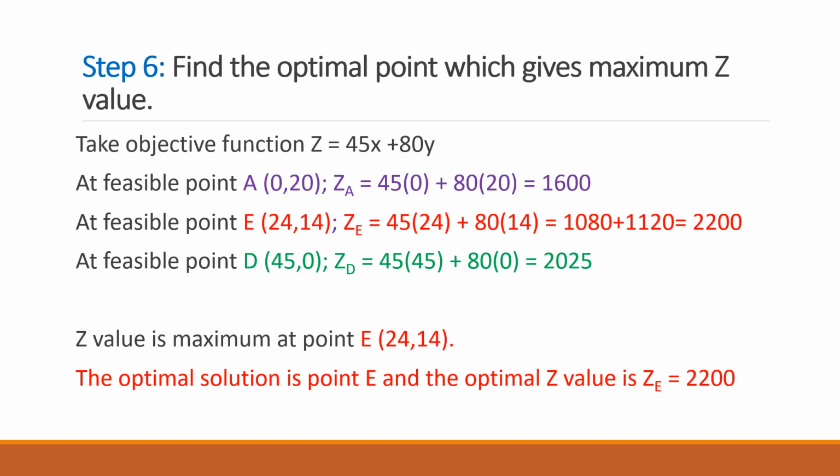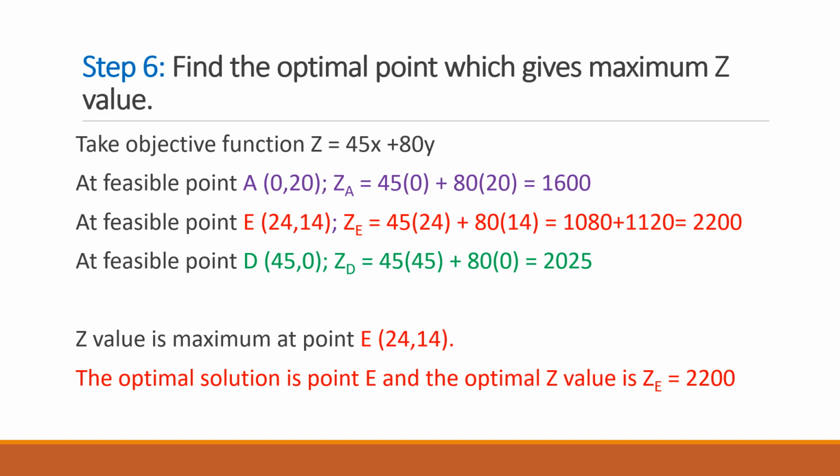Step 6 is the major last step in which we find the optimal point which gives the maximum z value. Here we take the objective function, the first equation given in the problem, z equals 45x plus 80y, and the points that we have found, that is A, E and D. At each point we have to find the z value. How to find the z value? It's very simple. We just substitute the x and y values into the equation and find the answer.